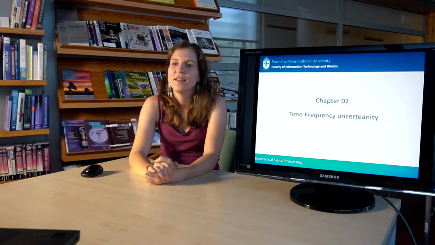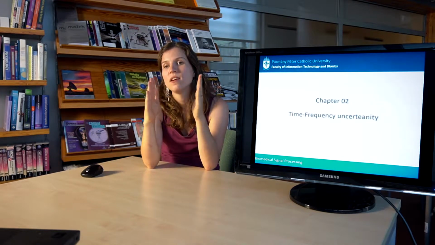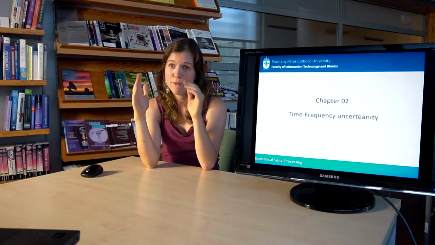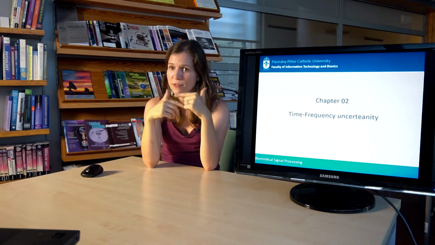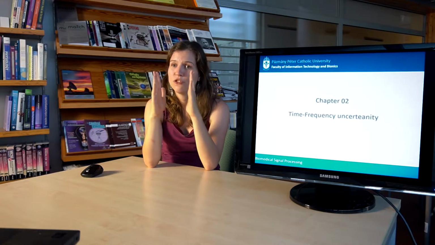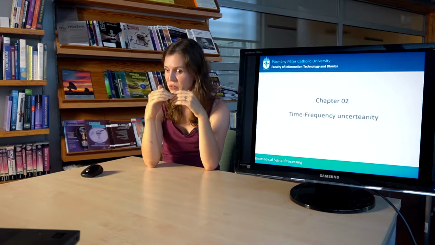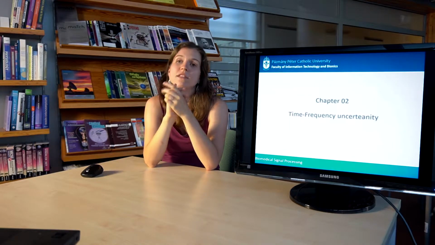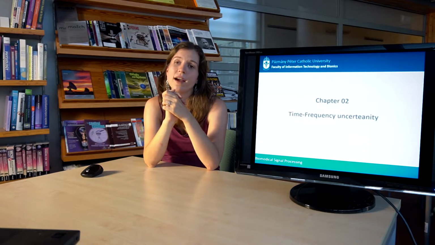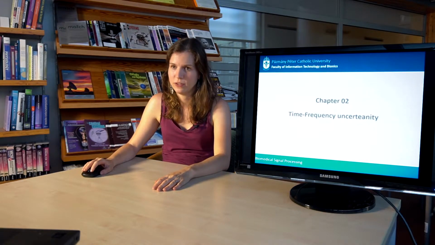So we have seen in the previous chapter that when we are getting longer and longer windows, you have better and better resolution in frequency, and vice versa. When you have shorter time windows, you have a better resolution in time, but you have a very bad resolution in frequency. This is the so-called time frequency uncertainty. Let's see what is happening here. Why is this so?